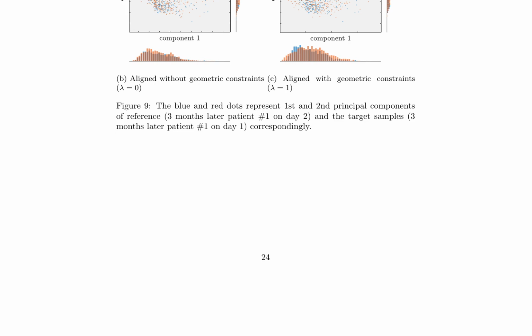The use of geometric constraints to preserve spatial structure demonstrates a significant improvement in the alignment of the samples. This alignment method can be applied to a variety of fields, such as manifold learning and image registration. The inclusion of geometric constraints in the alignment process enables better representation of the data in a topological context.